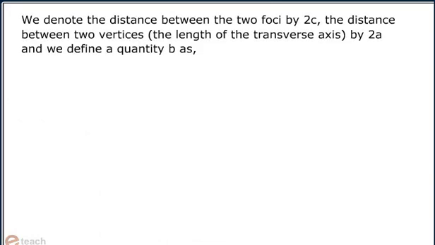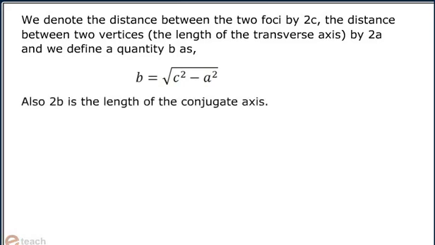We denote the distance between the two foci by 2c, the distance between the two vertices, the length of the transverse axis, by 2a, and we define the quantity b as the square root of c squared minus a squared. Also, 2b is the length of the conjugate axis.